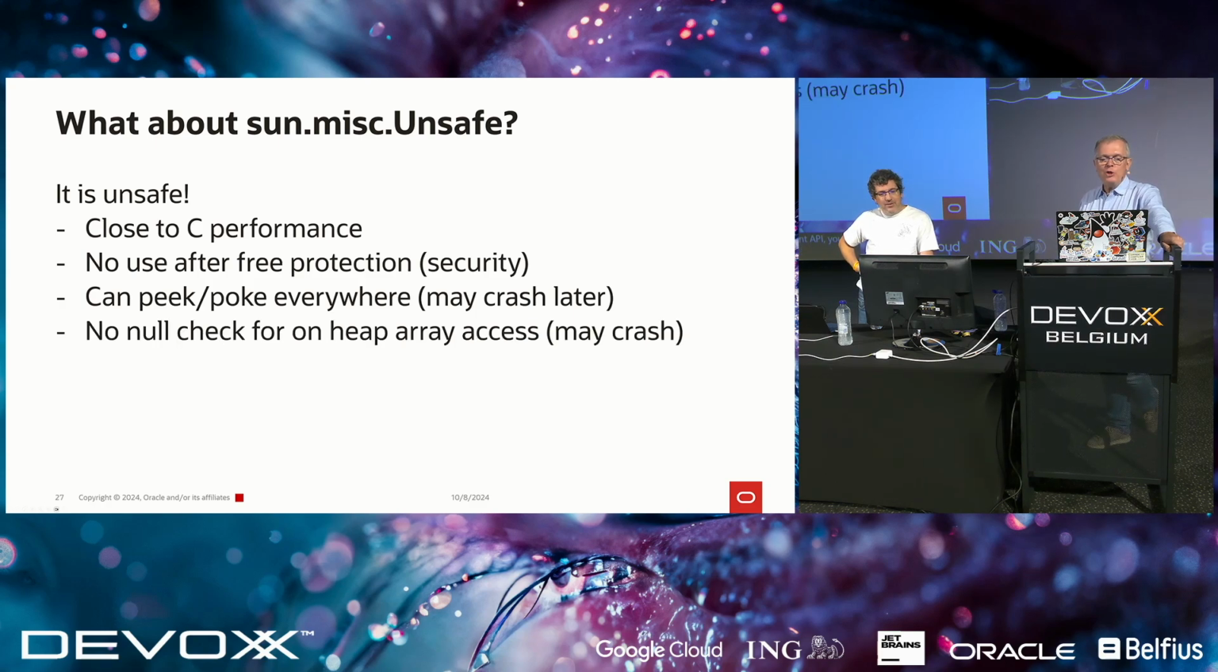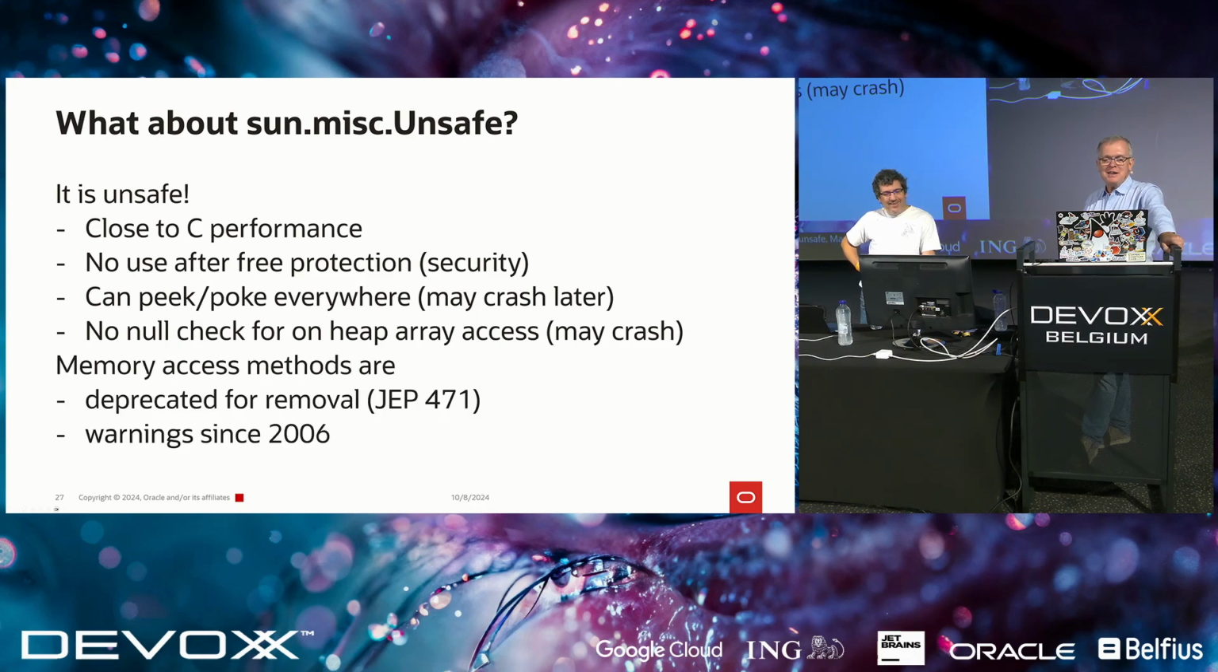There is no null check for on-heap array access. And that's really unsafe. May crash or may not crash. And just as a side note, the memory access methods have been deprecated for removal by JEP 471. I don't have the dates, but that was several years ago. And you have been warned that it's unsafe since 2006. That was 18 years ago. And it's not a removable warning. You cannot suppress this warning.